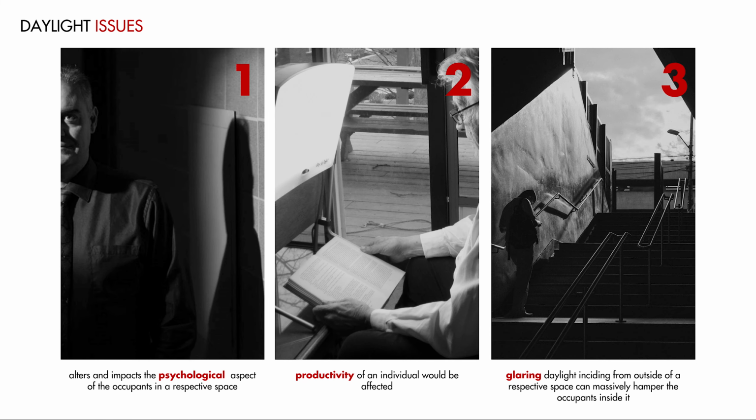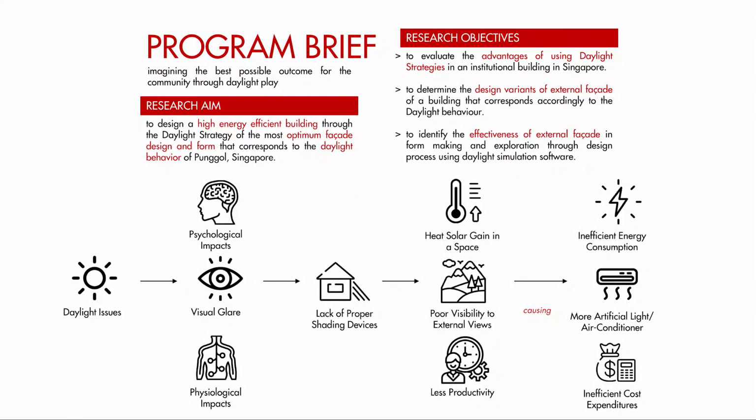Let's start with the daylight issues that are generally impacting a large number of us, in which daylight could alter the psychological and physiological state of a person, and it can lead to disrupting their productivity in their daily life, and the glaring daylight could hamper the occupants inside a space. And that is where I established a program brief for this design pre-thesis, where the main idea is to imagine the best possible outcome for the community through daylight play.